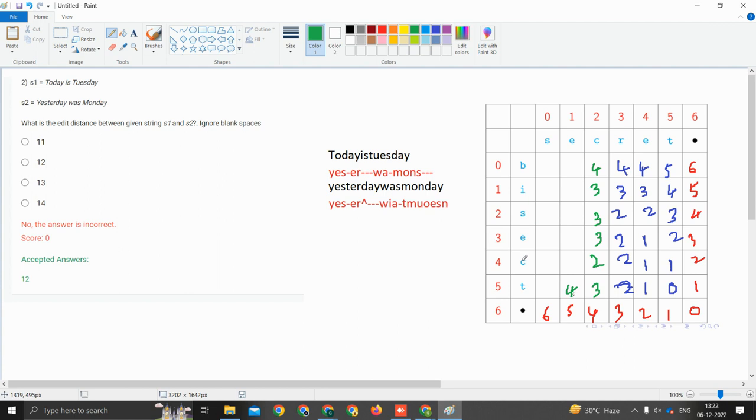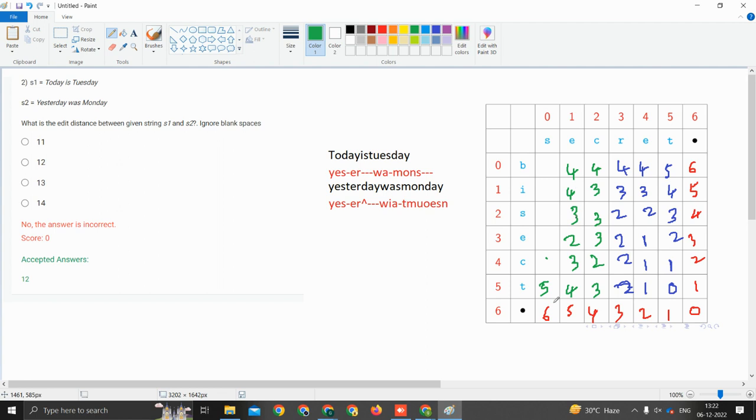T and E doesn't match. 4. Right. C and E doesn't match. So it's 3. T and E then match. 2, 3, S and then 3, 4, and 5. E. And then 4, 3, now. 4, and 4. Then 4. It will be 5. Yes. 4.